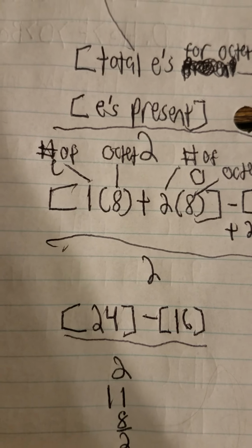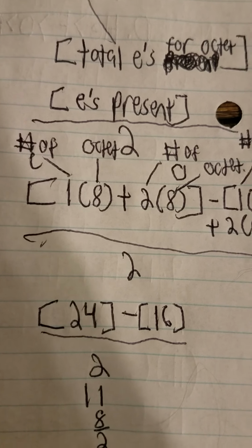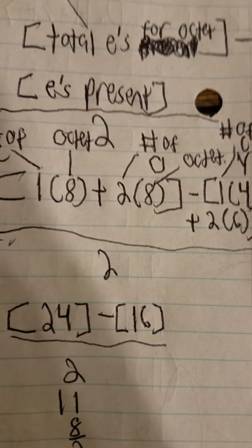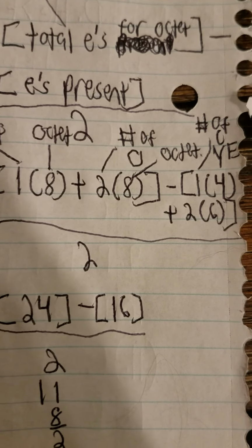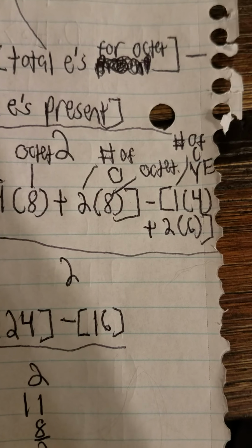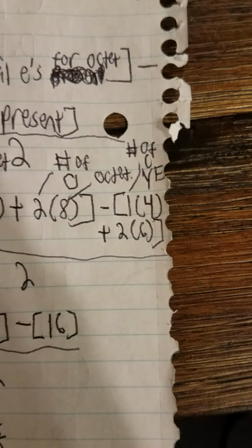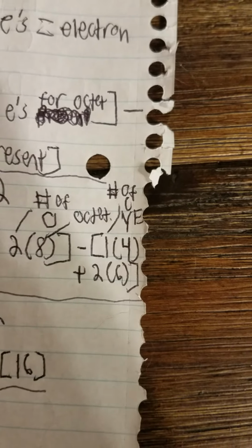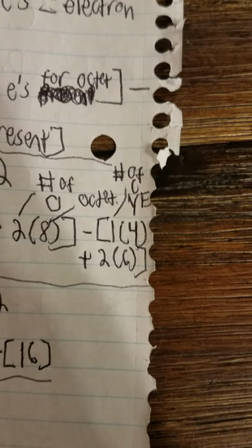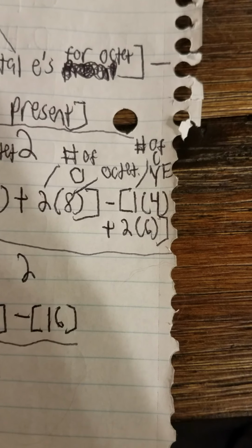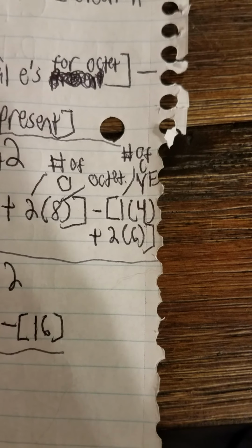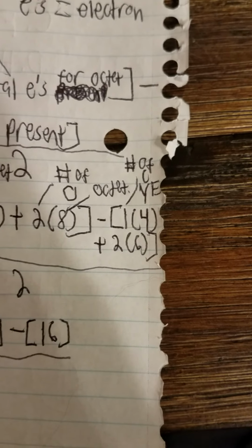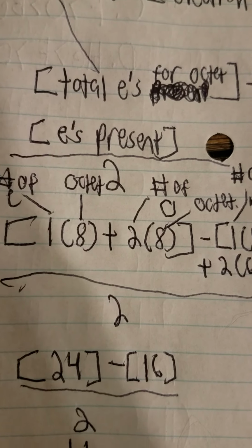So 1 is the number of carbons we have, and 8 is the number for a full octet. And then we would add 2, which is the number of oxygens, times 8, which is the full octet. We would subtract the number of carbons times 4, which is the actual number of E's present. And then you would add 2 times 6, which is the number of oxygens present, times the number of valence electrons actually present. And then in the end, you would divide all of that by 2.